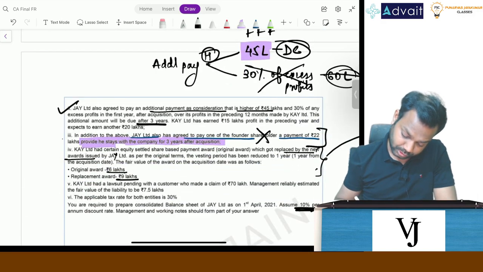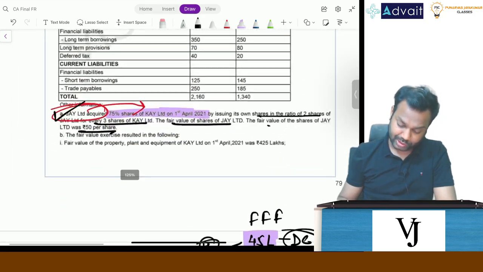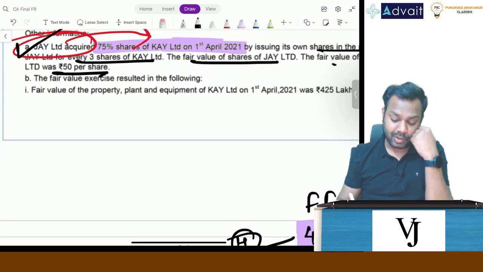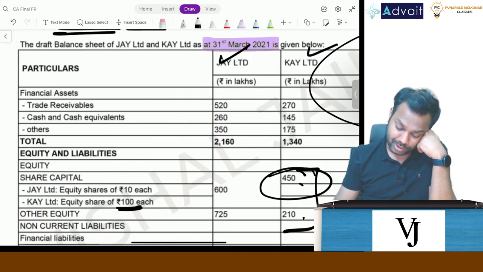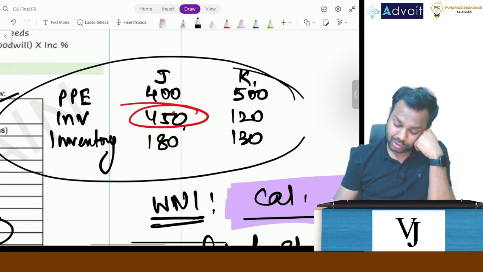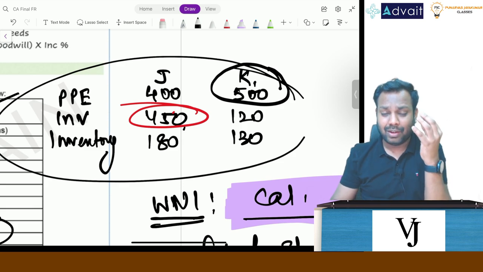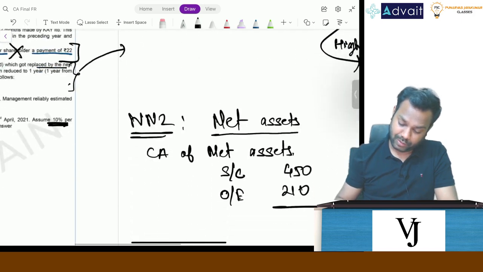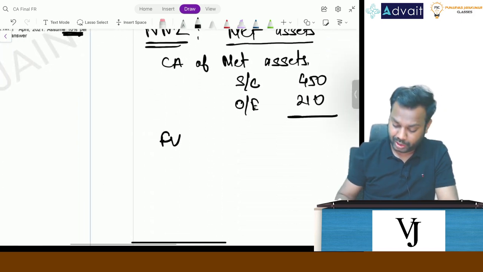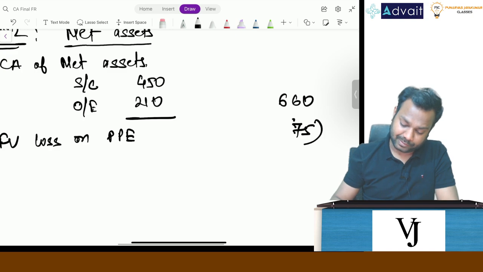This is also done, right? Now the two adjustments are pending. Let's adjust the fair value of the net assets. Fair value of the property, plant and equipment of K Limited is 425 lakhs, but the carrying amount is 500, which means a fair value loss of 75 lakhs. So I will adjust here fair value adjustment, fair value loss on PPE of 75 lakhs.